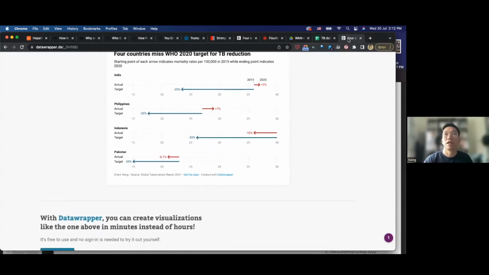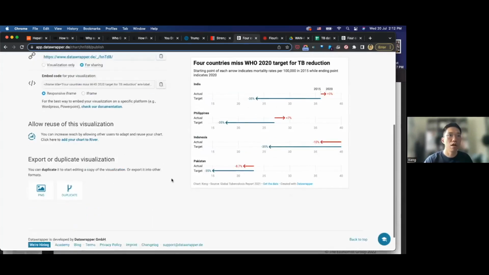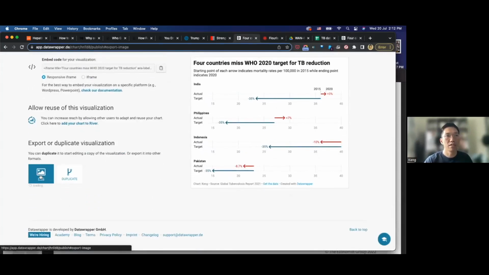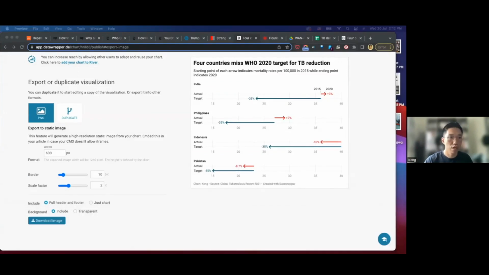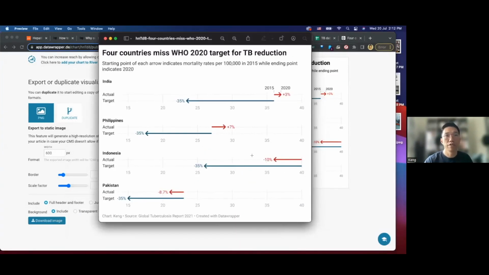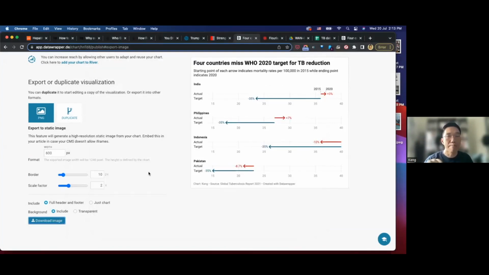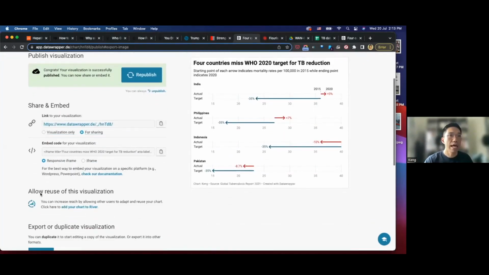Okay. But if you want to publish it, one way, of course, you can download it as an image file. Okay, I'm going to show you how it looks like. This is how it looks like here. Okay, this is an image file in PNG format. Or if you want to embed it in your website, right, you can do the embed code. Okay, this is the iframe. You copy this code and put into your own CMS or your own publishing platform. If you are using WordPress, you can do that, right?